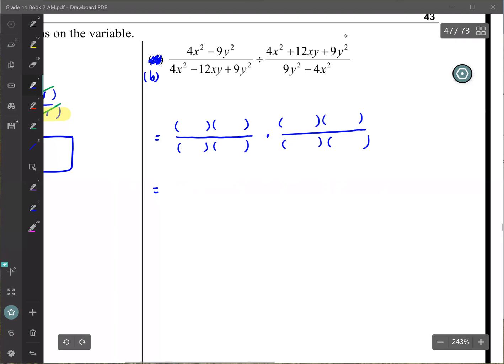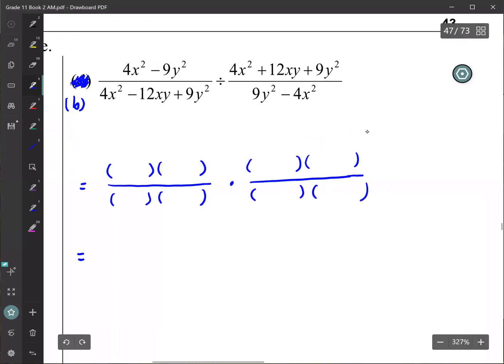Does anyone have questions about factoring? Please raise your hand if you got all the brackets. Okay, Nathan, do you have the numerator of the first fraction?